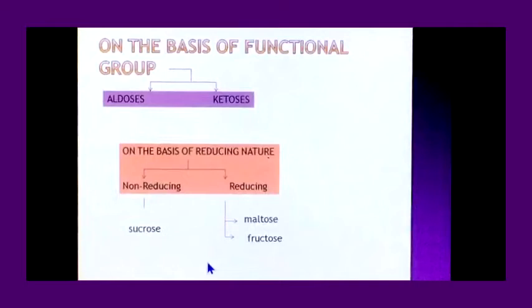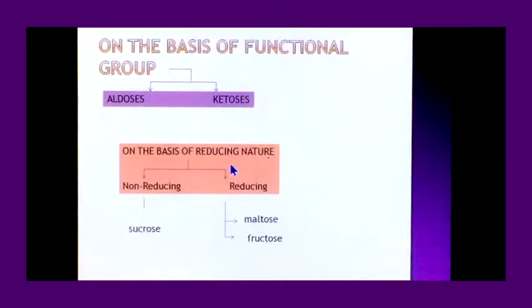Moving on further, we have another basis of classifying the carbohydrates: on the basis of functional group. If a carbohydrate has an aldehyde group, it is termed an aldose. The very familiar example is glucose that you all like, which is an instant source of energy. The other group of carbohydrates, which has a ketone functional group, is termed a ketose. This is the second basis of classification.